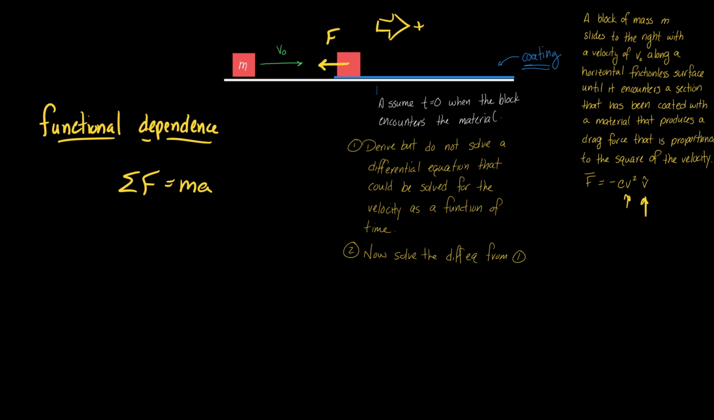Since the velocity is positive, I'm going to make our drag force in the negative direction, since our positive direction is the direction of the velocity. You follow why I'm making it negative? Not just because it's in the formula, but because I set the right to be the positive direction, and that's the direction of the initial velocity of the box.